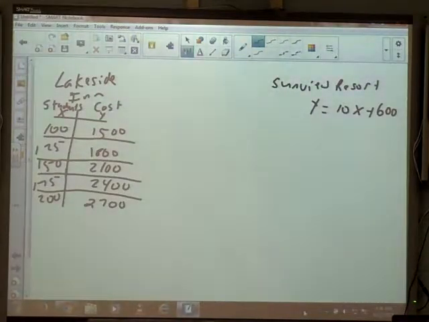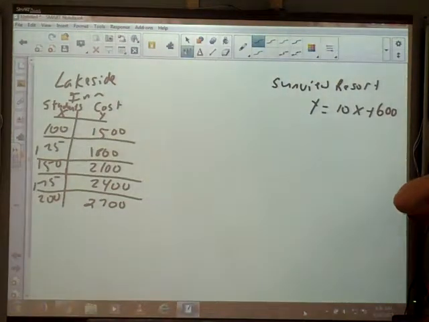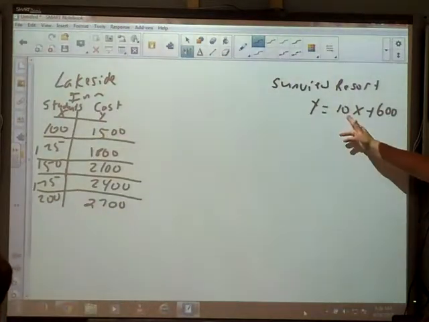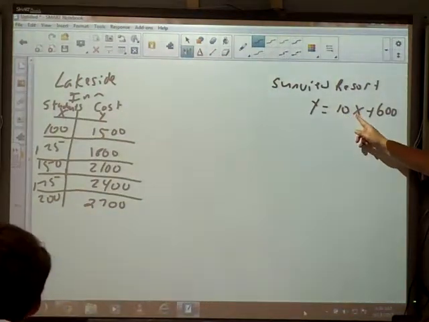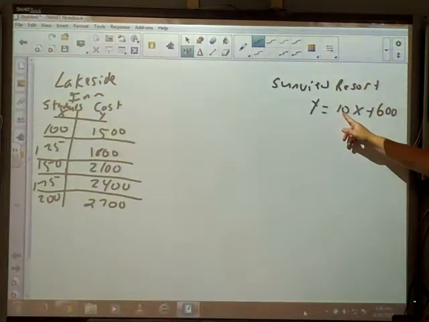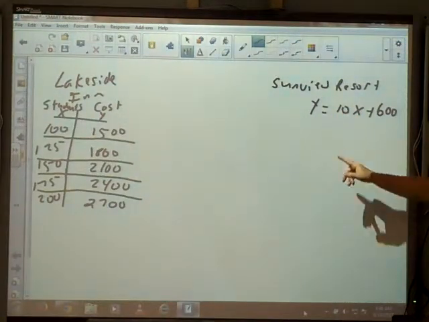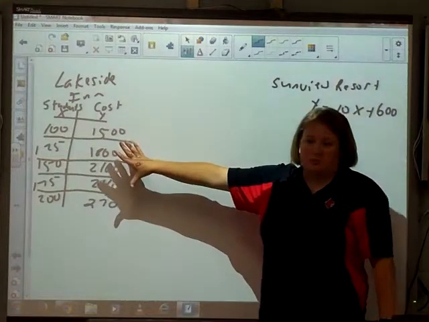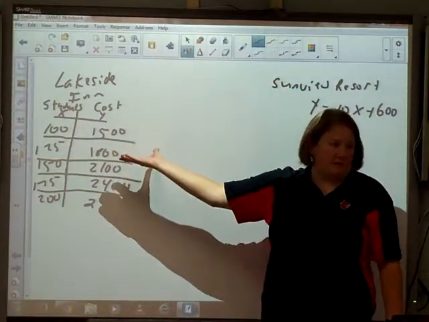All right, so if we're looking for which one's cheaper per student, what's going to be important to us? What mathematical thing that we've been talking about today would tell us the cost per student? We've been finding it since we started. The slope, right? So we know this one has a slope of 10. If X is the number of students, they're charging $10 a student, right? So we got to figure out how much Lakeside's charging per student. So we got to figure the slope out of this one.